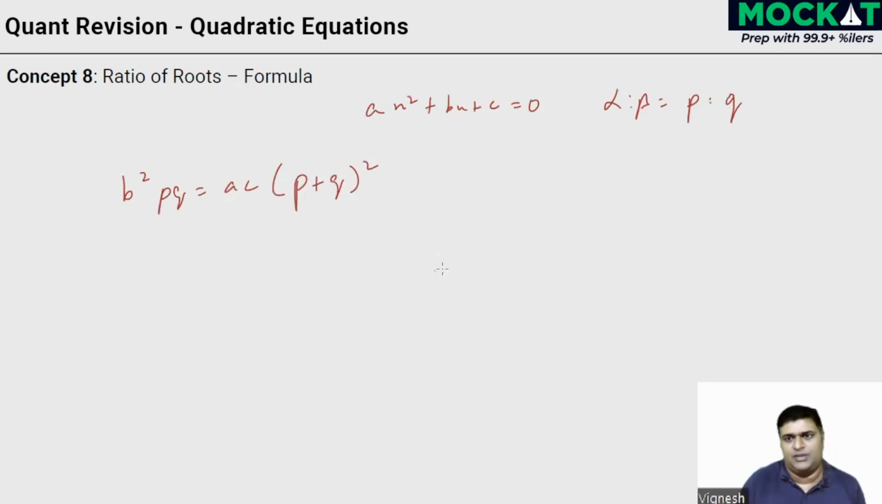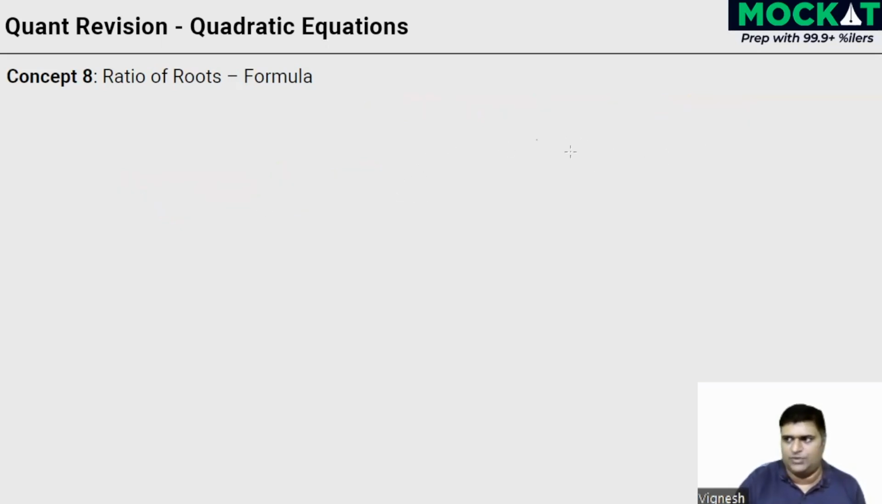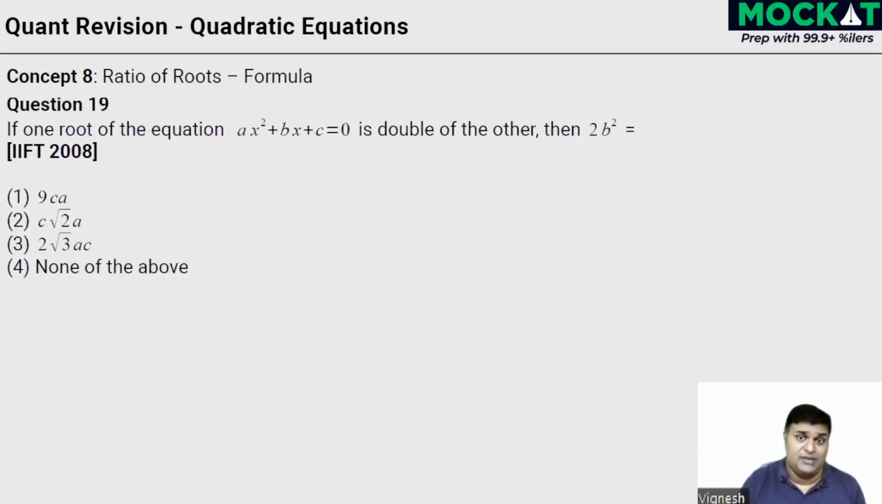So that's going to be the equation where p and q are the terms of the ratio. That's b square pq equals ac into p plus q the whole square. Questions have turned up around this in IIFT, right? So one root of the equation ax square plus bx plus c equals 0 is double of the other. That means 2 is to 1. That's my p and that's my q. General form a, b, c are used.